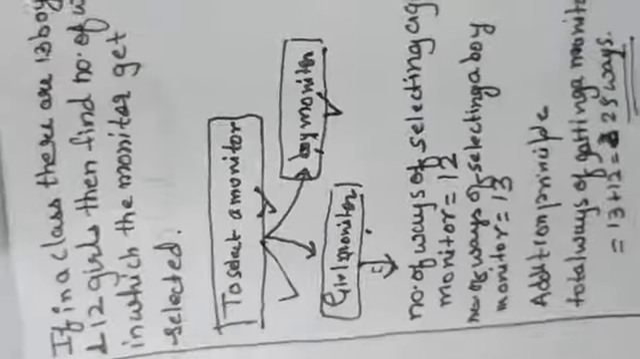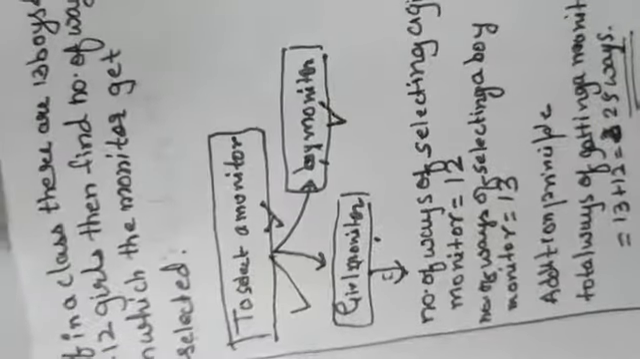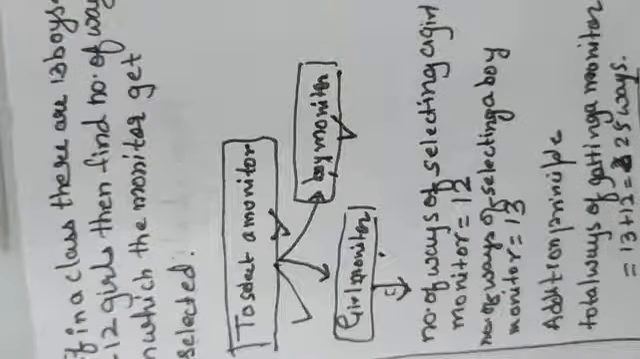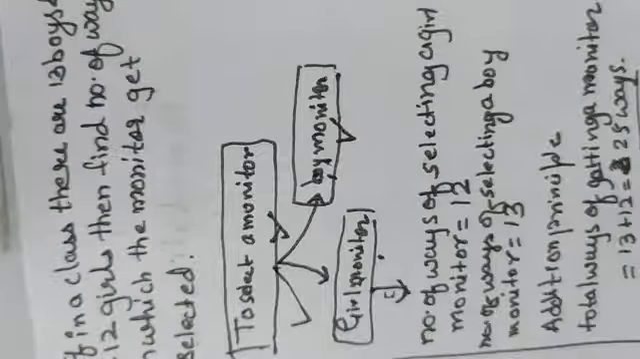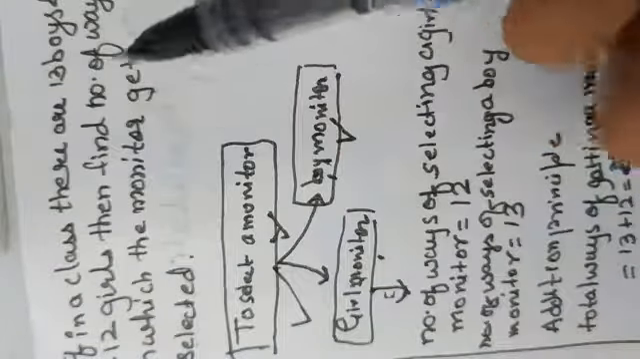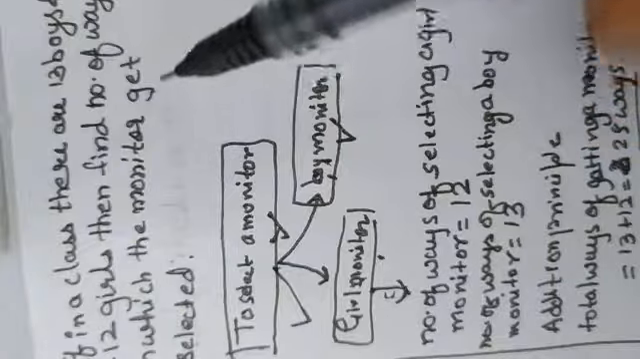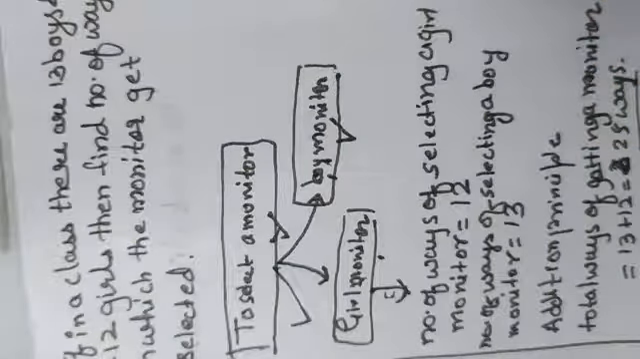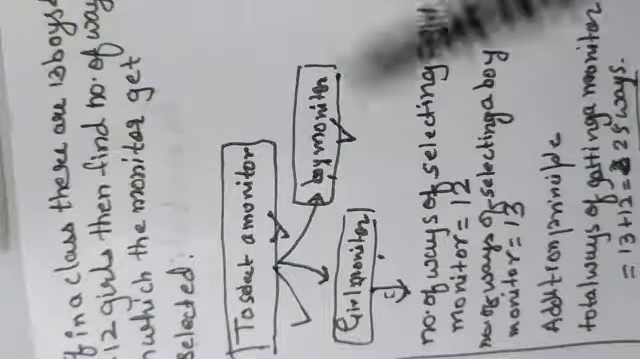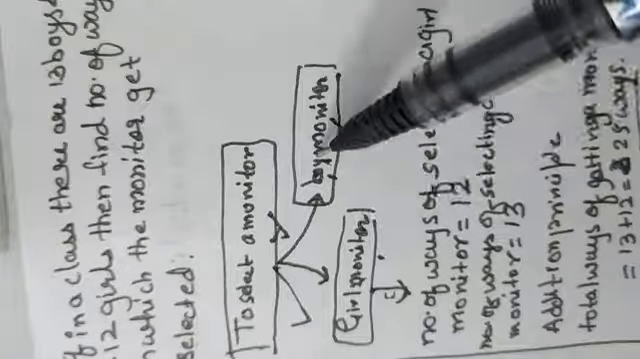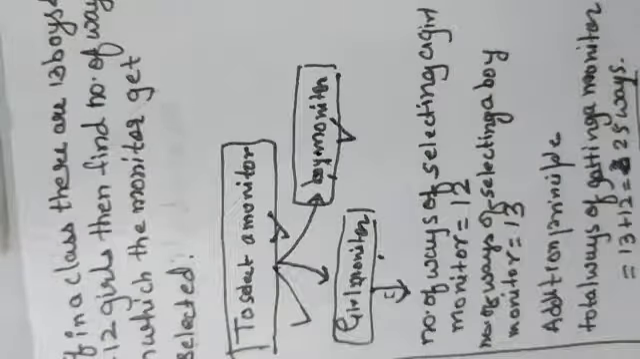So this is the question which gives you some knowledge about how the addition principle is used. So you can say that the number of ways of getting a girl monitor or a boy monitor: either a girl monitor or else a boy monitor. So if this question is, I think, clear to you, let's move on to the next principle of counting.